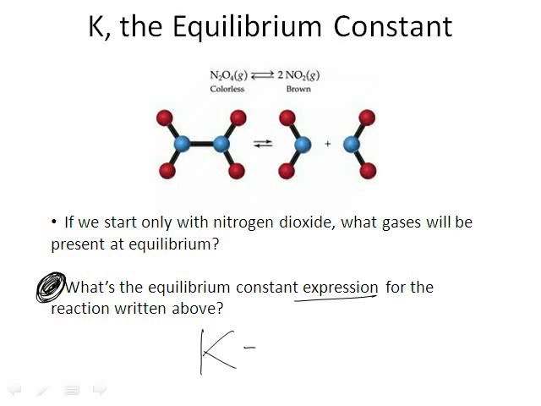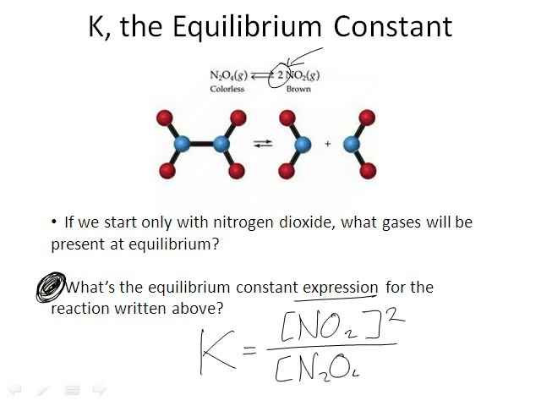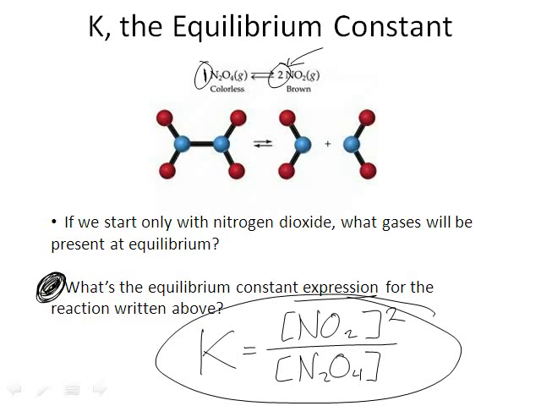Start out writing K equals products over reactants. So NO2 is a product, so it goes on the top. And I've got a 2 in my balanced reaction for NO2, so I'm going to square it. In the bottom, I've got N2O4 because that's one of my reactants. And there's only a 1 there, so I'm going to put a 1 as my exponent on N2O4. And again, that's assumed to be there. So there's my expression for the equilibrium constant K.